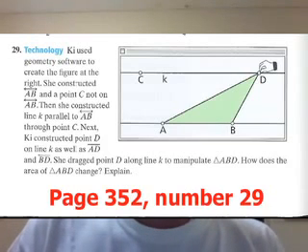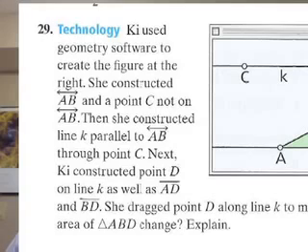Okay, those of you in Geometry B, I want you to see a sample of some of the technology that you can use in this course too if you have the means. On page 352, number 29, there's a problem and it goes like this. Here, I'll pop it up on the screen for you. Okay, Kai used geometry software to create the figure at the right. She constructed AB and a point C not on AB. You can read the rest.